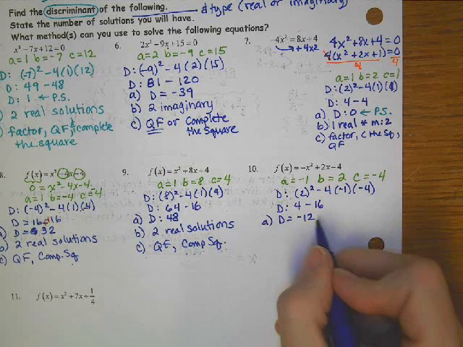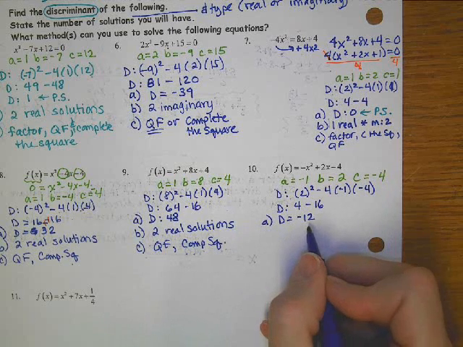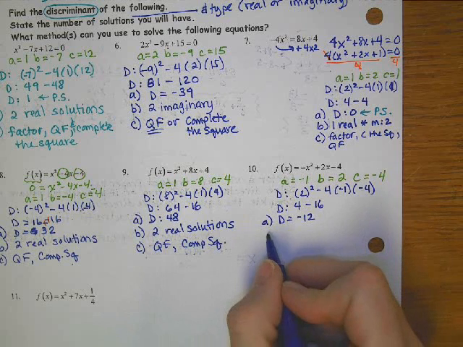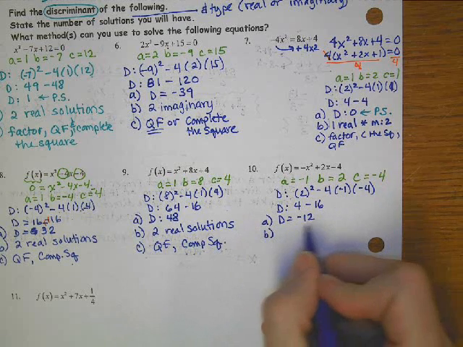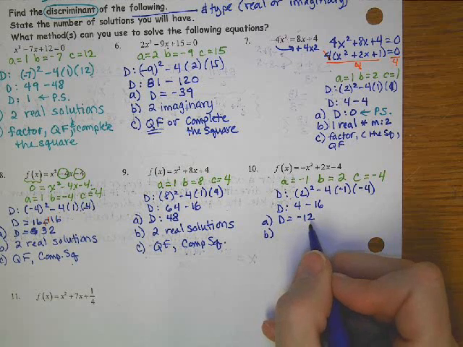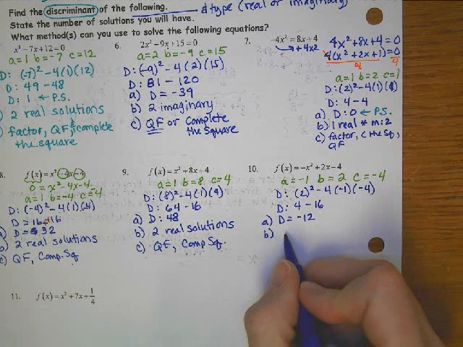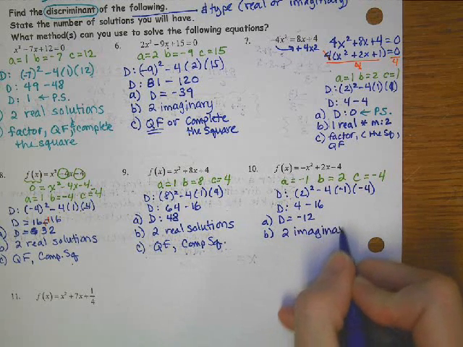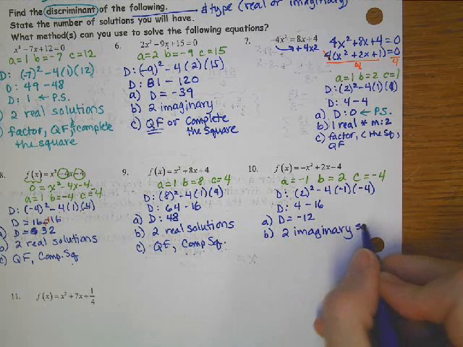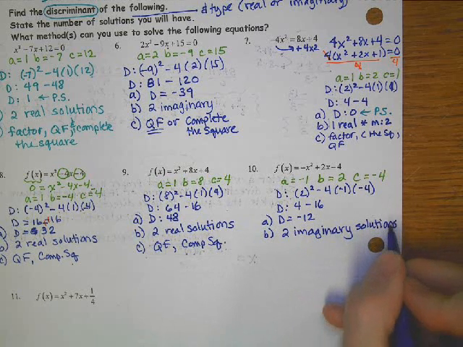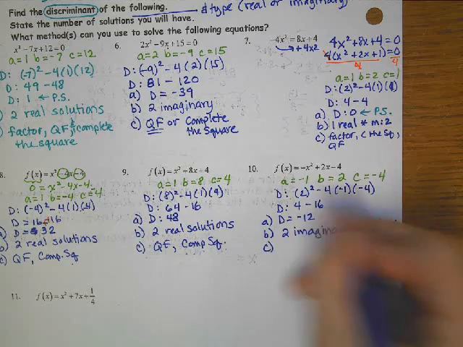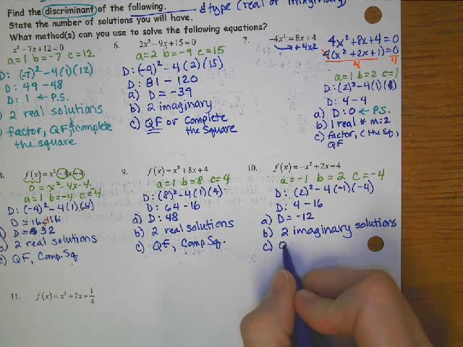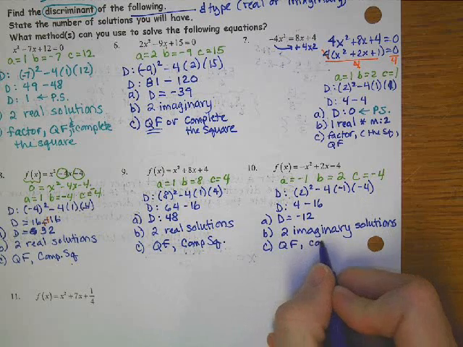That's part A. Because it's negative, it's not going to give us real solutions. Not only that, but because it's not a perfect square, there's no way it was factorable, in addition to the fact that it doesn't have real solutions, so it's not factorable over the real numbers. So we have two imaginary solutions. Since it's not factorable and I have all three terms, the only two options are quadratic formula or complete the square.